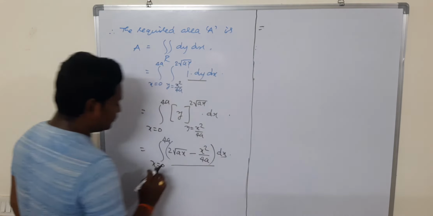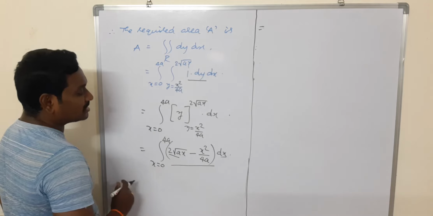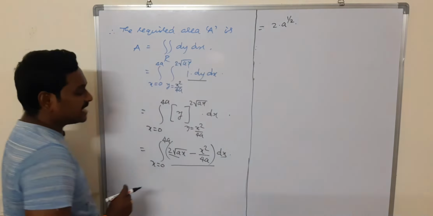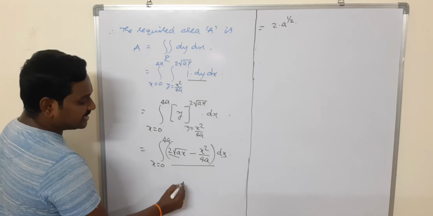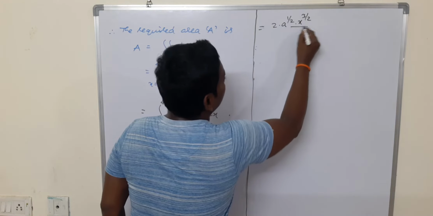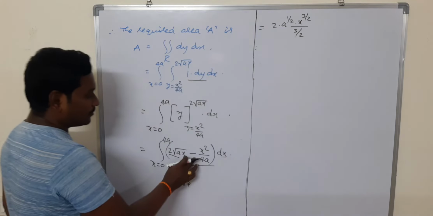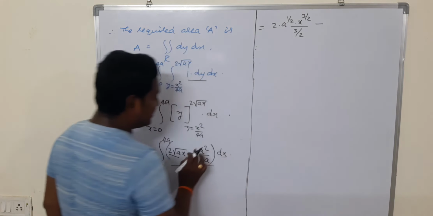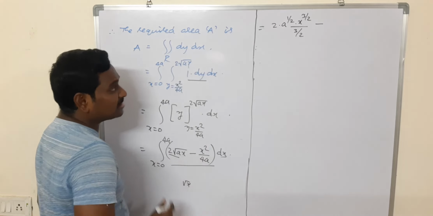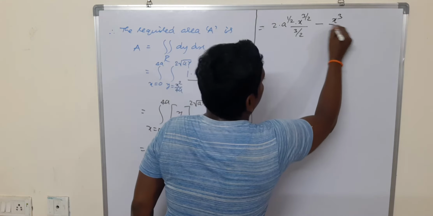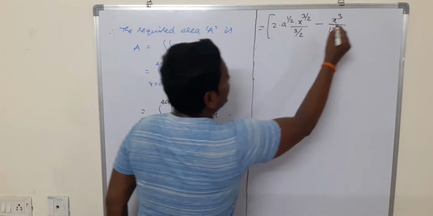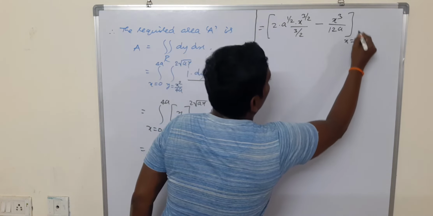So that is equal to, here 2 root a is the constant term. So 2 into a power 1 by 2, root a can be written as a power 1 by 2. We have root x here. Integration of root x is x power 3 by 2 by 3 by 2, minus integration of x square is x cube by 3. Already 4 is there. That's why you will get x cube by 3 into 4, which is 12. A is there. Integration is completed. That's why you should apply the limits now.